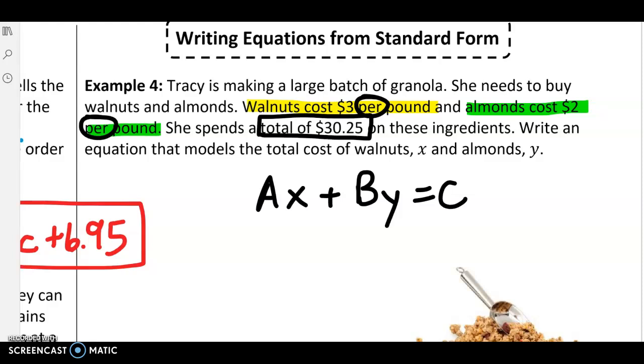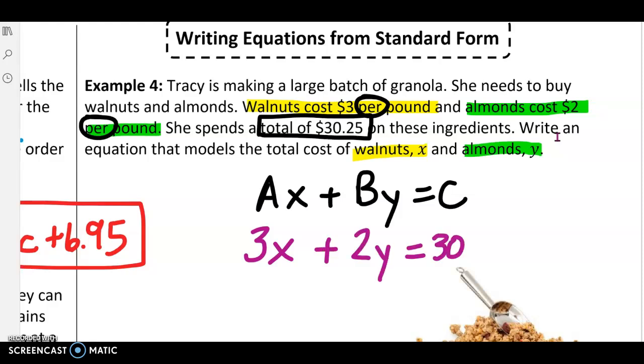You do need to look at a few things here because they do tell us that walnuts specifically represent x. So notice I highlighted it in the same color as walnuts up here in the second line because that means the $3 has to go with the x because it's $3 per pound of walnuts. So 3x. And then almonds are $2 and almonds are represented by the letter y. So the 2 has to go with the y. It does matter which number goes with which letter. And then the total cost of the granola is the C value.